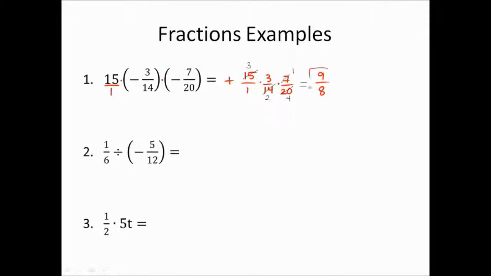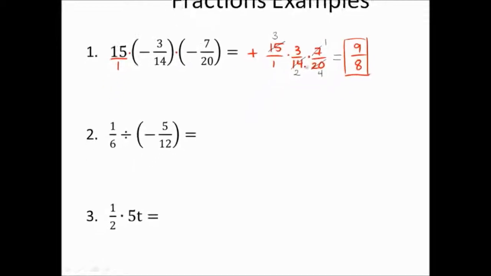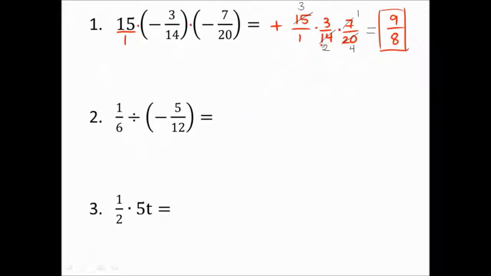You'll notice that's complete. If you didn't simplify first, you would have had 15 times 3 times 7 and 14 times 20, which are really big numbers, and then you actually need to have a calculator. Whereas this way, it's a little simpler. Next up, we've got a division problem.